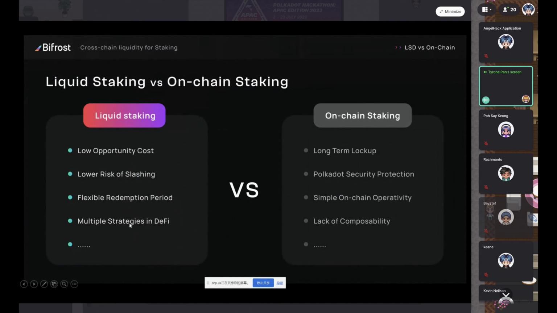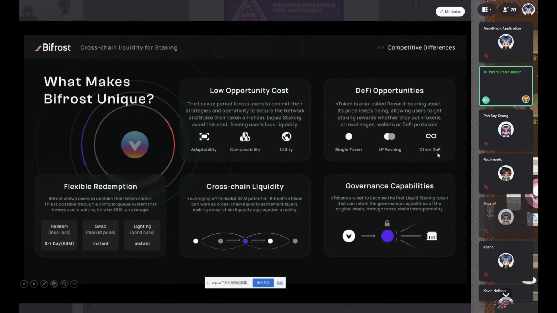And multiple strategies in DeFi is quite like some use cases in Substrate, in different parachains, and EVM use cases that interact with different contracts. Okay, here's some specific explanation of each of the advantages. Flexible redemption I mentioned, and cross-chain liquidity is something I will introduce in the cross-chain XCM contract section, to explain how to interact with Bifrost and Moonbeam.